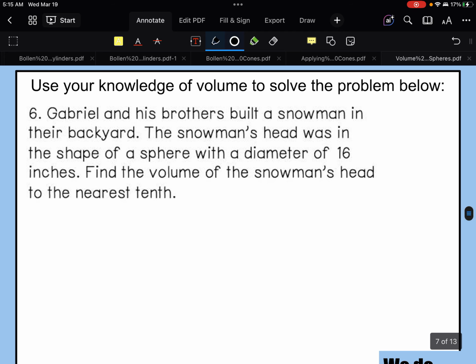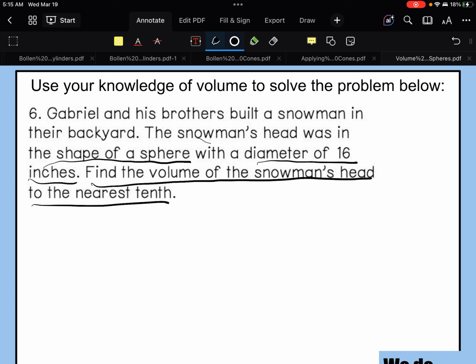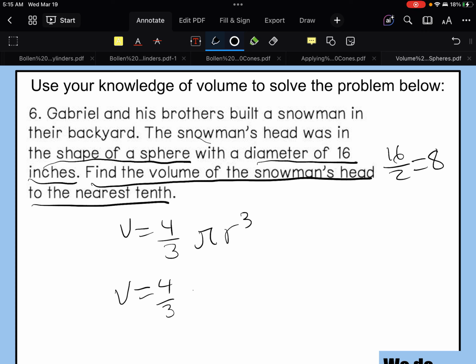Gabriel and his brothers built a snowman in the backyard. The snowman is the shape of a sphere with a diameter of 16 inches. Find the volume of his head. So we have our formula for volume is 4/3 times pi r cubed. We don't have a radius, we have a diameter here, so we have to divide 16 by 2 to get our radius of 8. So we have V equals 4/3 pi 8 cubed. And you can just type that right into your Desmos calculator and get your answer.